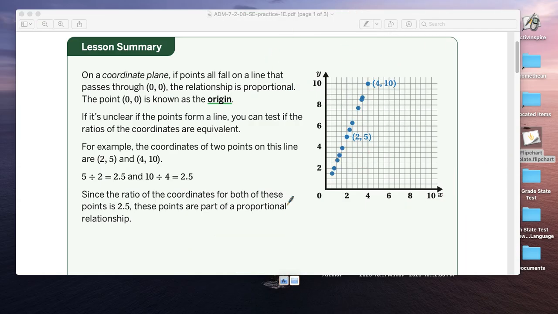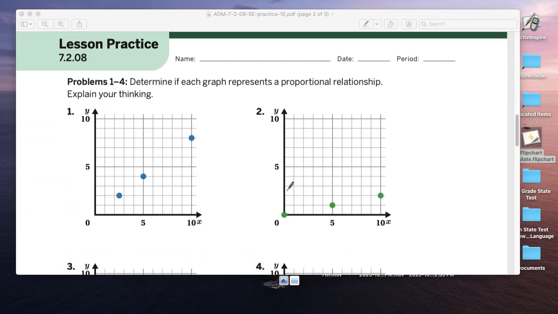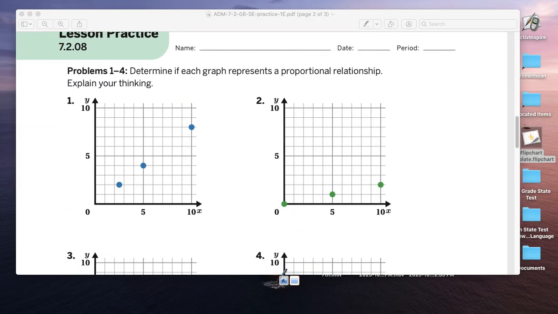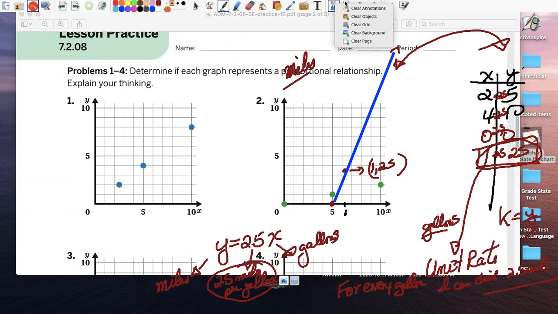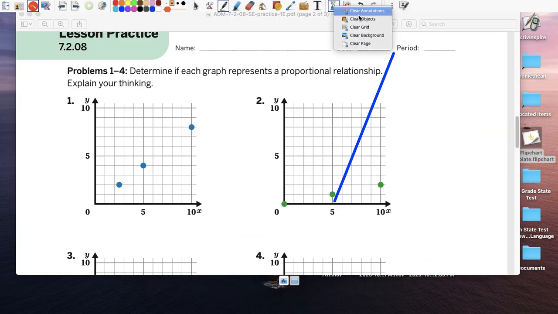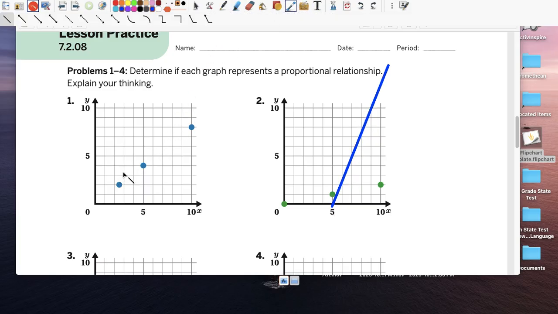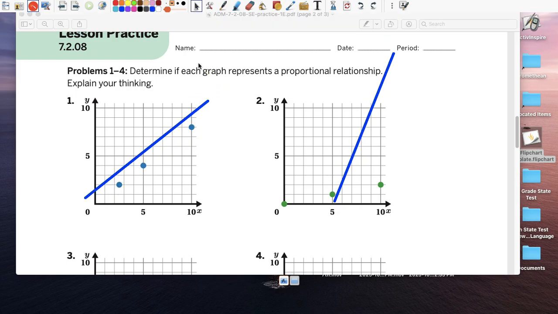So let's go through some of the problems. So question 1, they don't give us a context. They don't give us a story or something to work with. They're just asking, are these 3 points a proportional relationship? Well, I don't know what the context is, but I'm going to connect the lines. If I were to get a ruler and connect these, would that show me a proportional relationship?